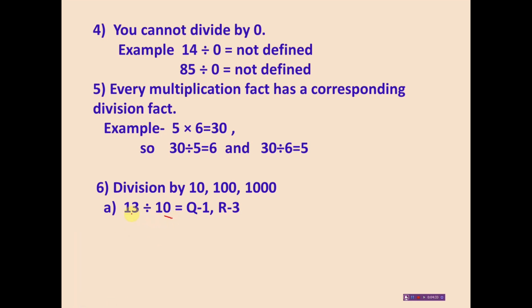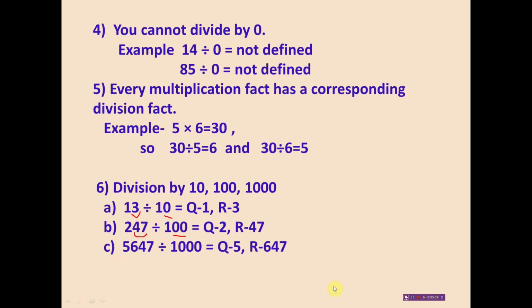So from the right, I'll take one digit. This will be the remainder and the rest will be the quotient. So we have 1 as the quotient and 3 as the remainder. Let's see the next one. Here we have how many zeros? We have 2 zeros, right? So from the right, I'll take 2 digits. This is the remainder. So 47 is the remainder, and what is left, that is 2, will be the quotient. So we find the remainder by counting the number of zeros.